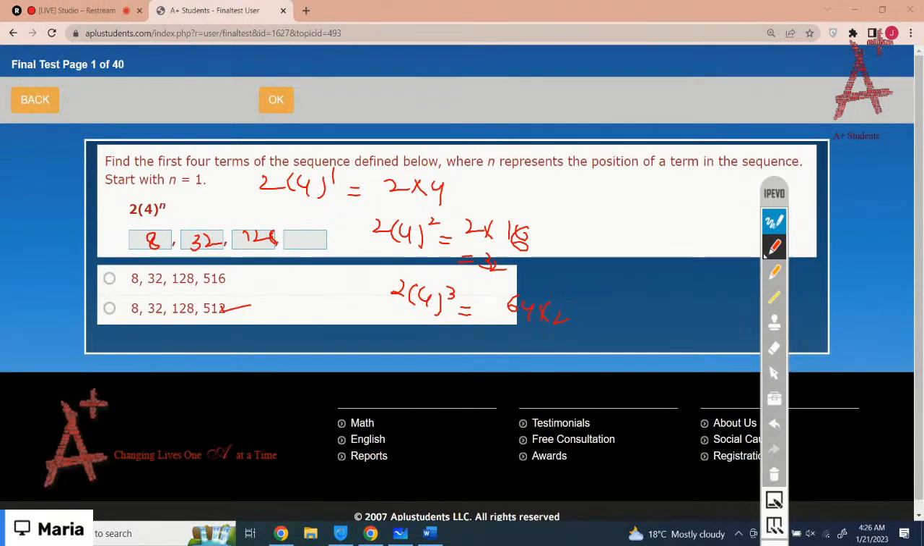So the correct option is option number 2. Just select the correct option, then click on the OK button.